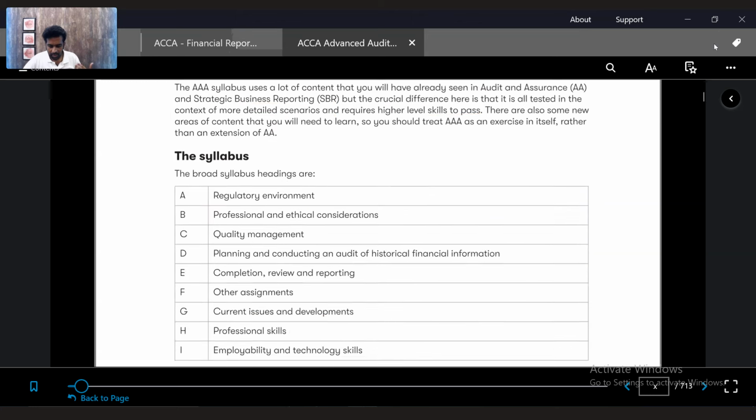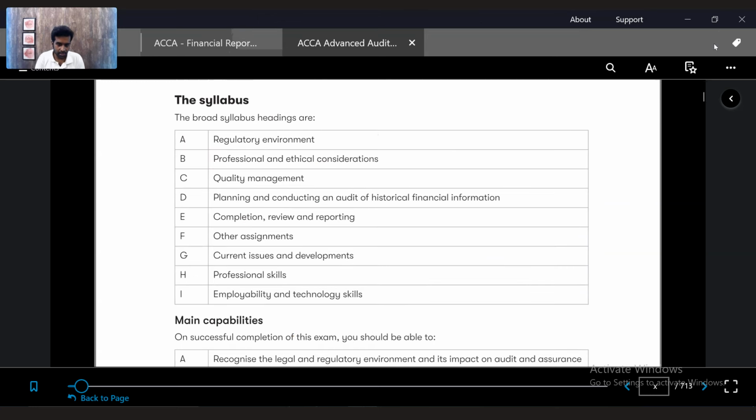So talking about the syllabus, the syllabus is pretty concise because you have studied the basics of audit. You don't have to relearn the basics. You just have to refresh the memory and brush off whatever you have learned in AA. Because as I told you, the process of audit remains the same. No matter if you're studying the base or the advanced level, the process remains the same. Only the application of the concepts is what is changing in AA versus AAA.